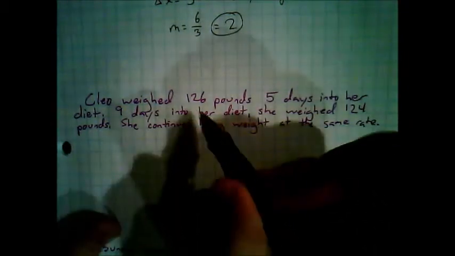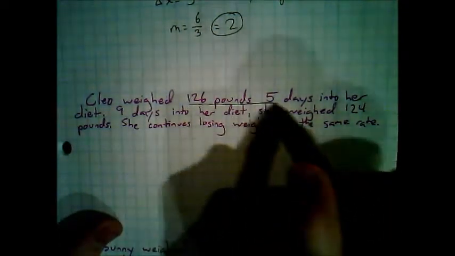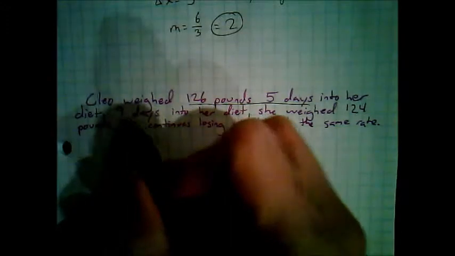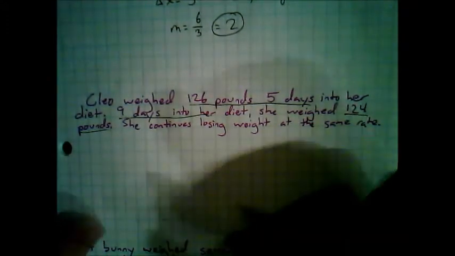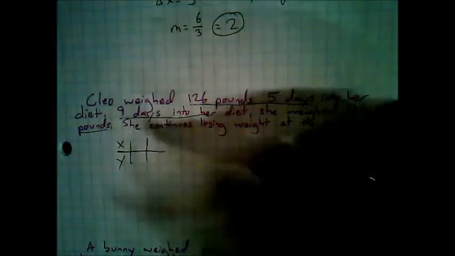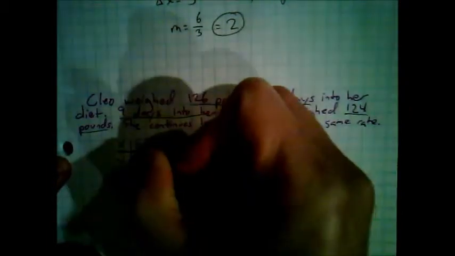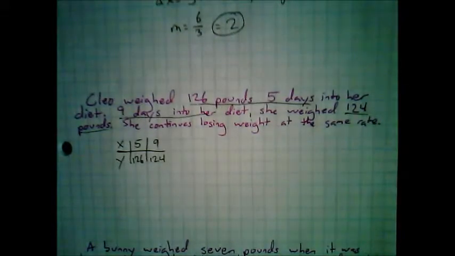So we notice that she weighs 126 pounds 5 days into her diet, and 9 days into her diet, she weighs 124 pounds. So I'm going to use this information to make myself a little table. My x is the days, my y is her weight. So 5 days into her diet, she weighed 126 pounds. 9 days into her diet, she weighed 124 pounds. Again, we like tables. Tables are a nice, easy way to organize our work, because the only thing we need right now is, well, how much weight is she losing?